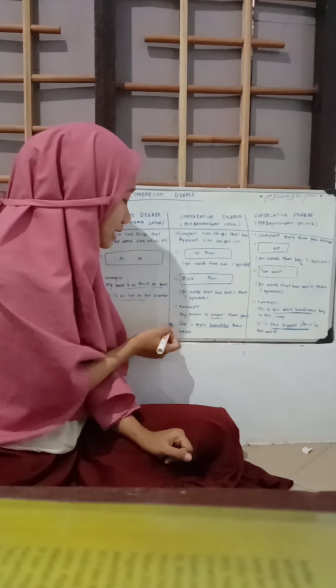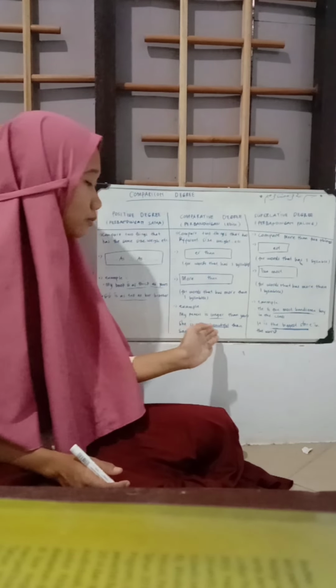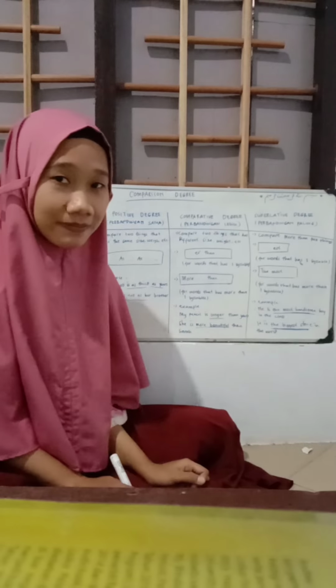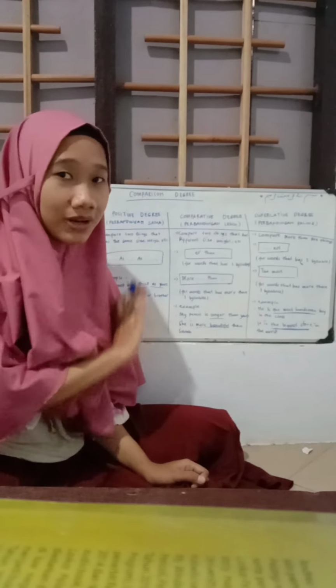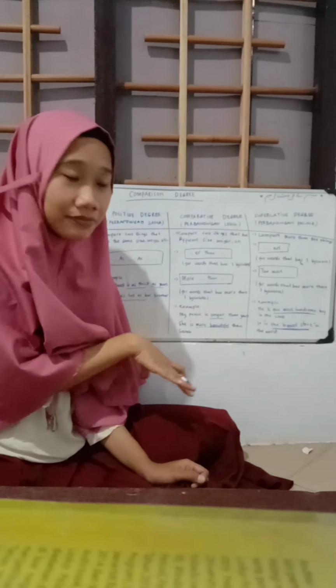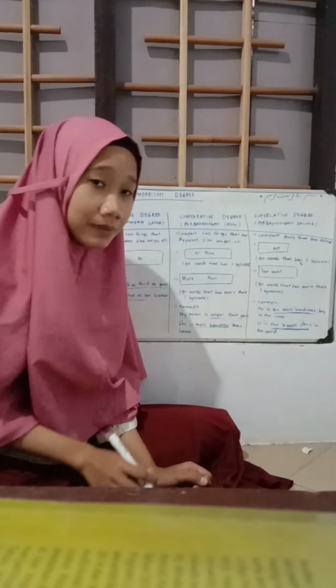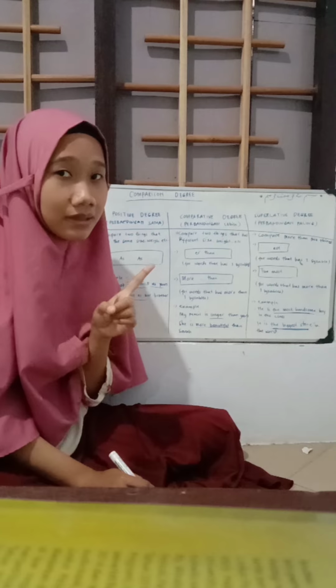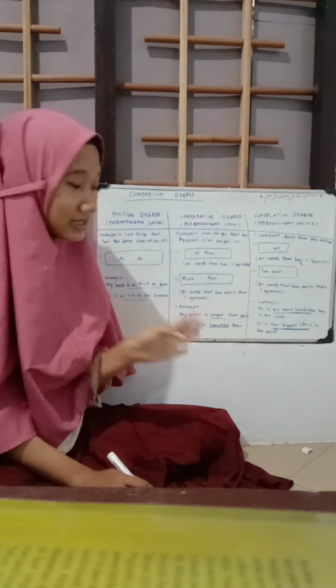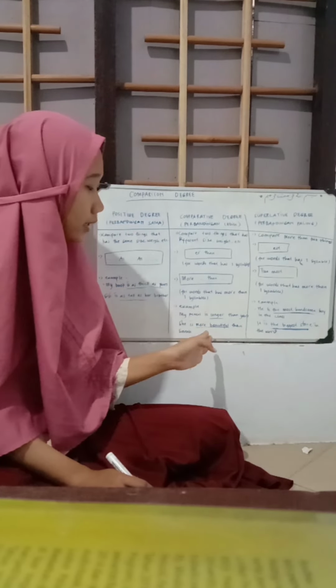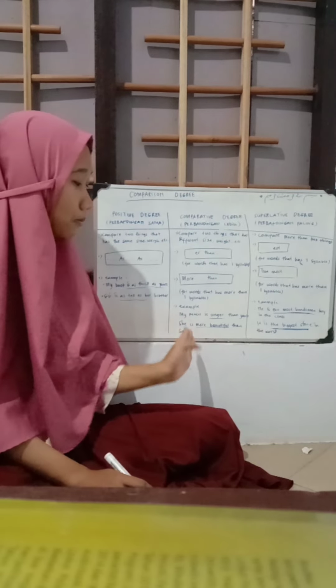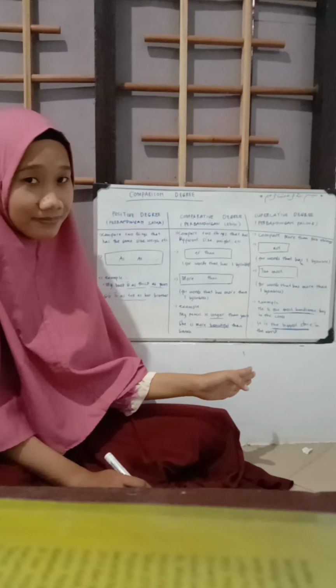The next example is: she is more beautiful than Sarah. It's just like what I've said before. More beautiful, because beautiful has more than one syllable. It has three syllables, so you should add "more" before the word to become "more beautiful than".